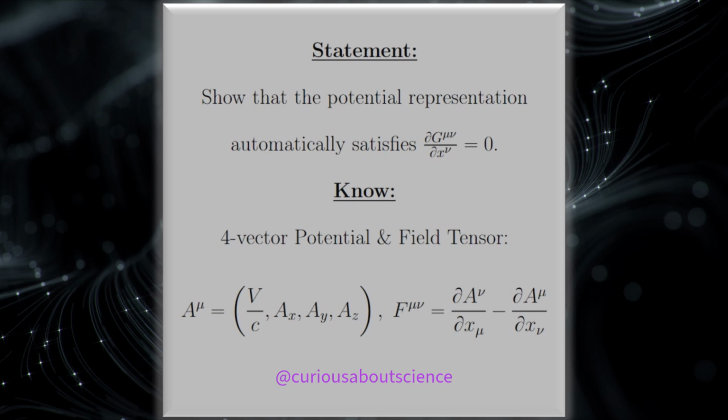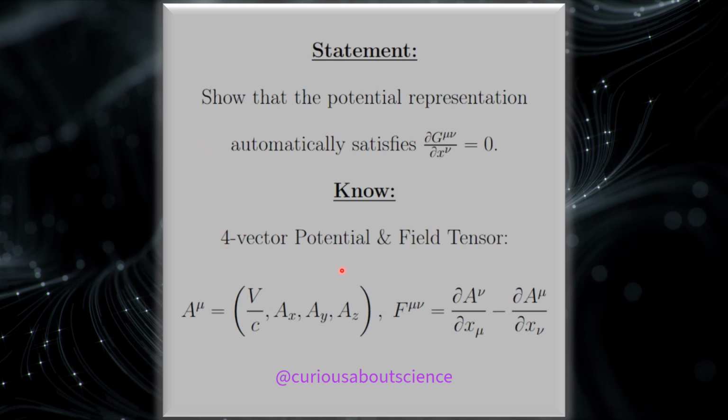Well, we got a fun question to use a previous result that we found. And I never would have thought this would happen, but let's go ahead and get some more practice in. The statement reads, show that the potential representation automatically satisfies the contravariance gradient of the dual tensor G mu nu is equal to 0. Okay?